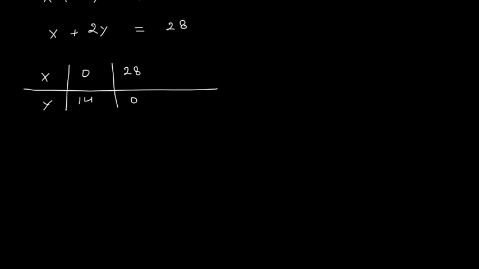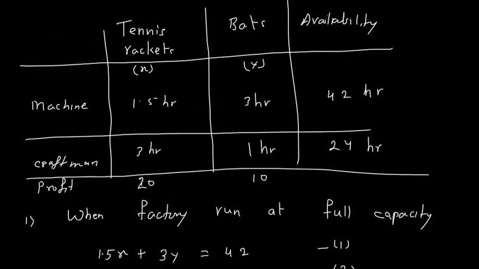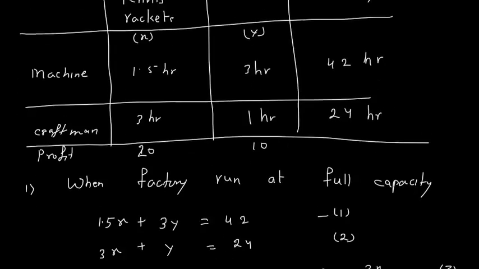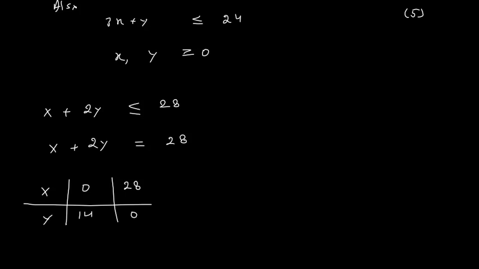So this is one value I get. Similarly, I have one more equation, that is the second equation: 3x plus y is 24. So 3x plus y is less than or equal to 24.